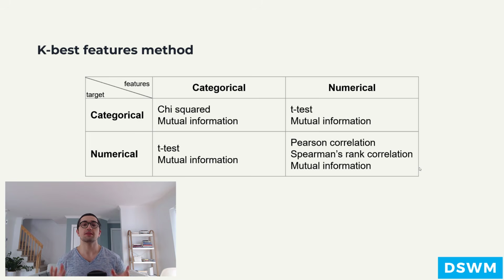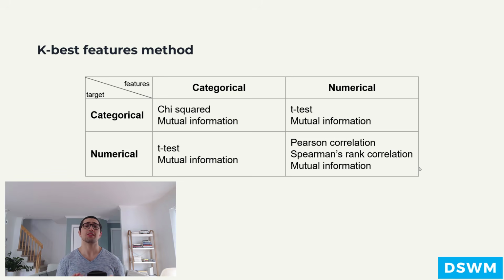And here you see a little table. It's not an exhaustive table of all the ways that you can measure importance of variables, but it's really important to know the situation you're in to select the right criteria. So in our case, we have numerical data and we have a categorical target. That brings us to the top right panel of this table. And so we will have the choice between either the t-test or the mutual information to calculate the feature importance.